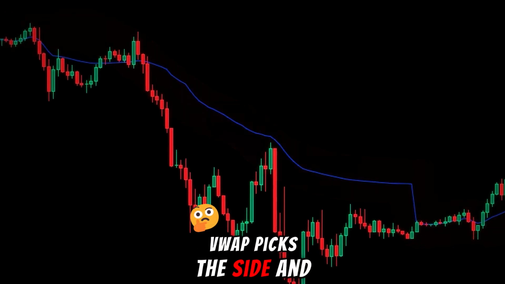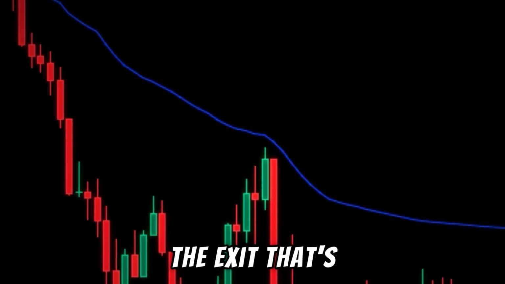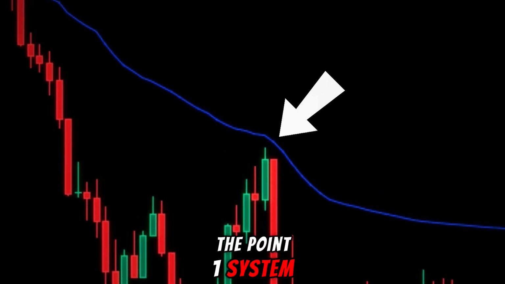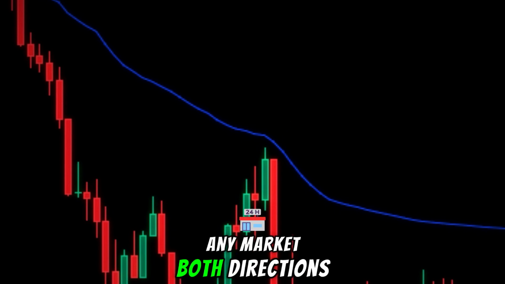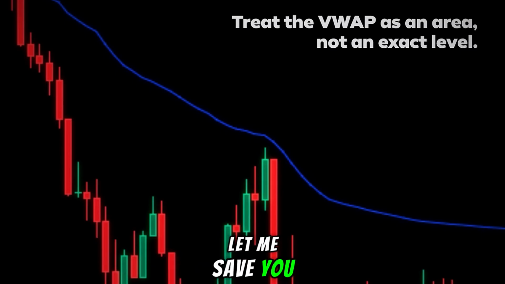VWAP picks the side and the level. The 8 EMA runs the exit. That's the point. One system, any market, both directions. Mistakes that break the simple system. Let me save you some pain.